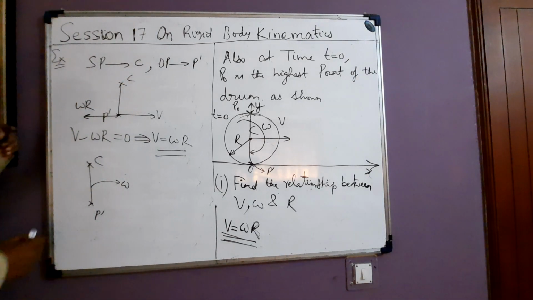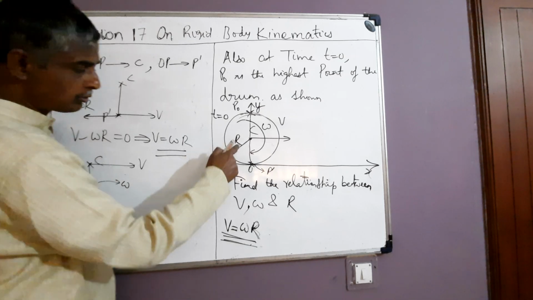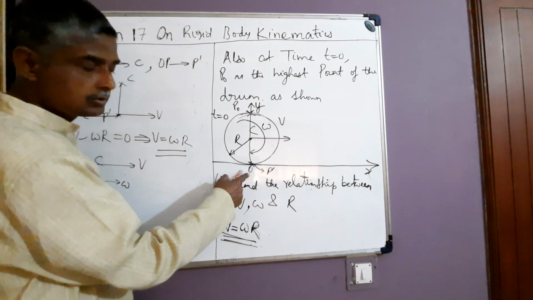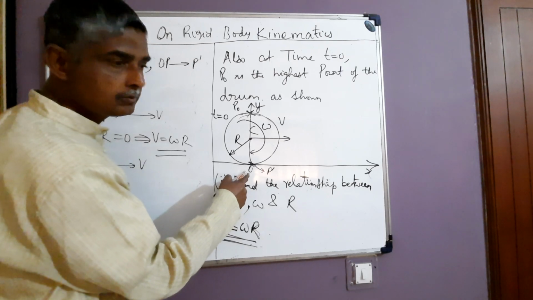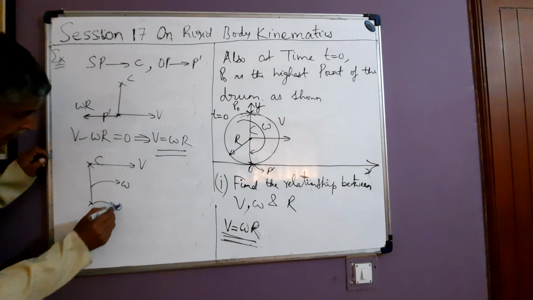So velocity of C is how much? V in rightward direction. Because of pure rolling, velocity of P dash is the same as velocity of O. But O is fixed in ground. So velocity of O with respect to ground is 0. So velocity of P dash with respect to ground is also 0.